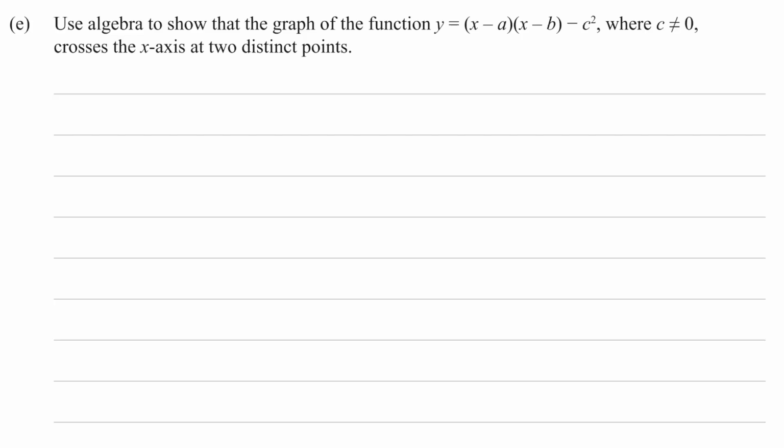Use algebra. What is this? An algebra exam? I mean, yes it is. So let's use that to show that this graph, which has half of the alphabet in it, A, B, and C, well, 3/26 of the alphabet, and X and Y, so 5/26 of the alphabet, where C cannot be equal to 0, crosses the x-axis at two distinct points. So something like that.